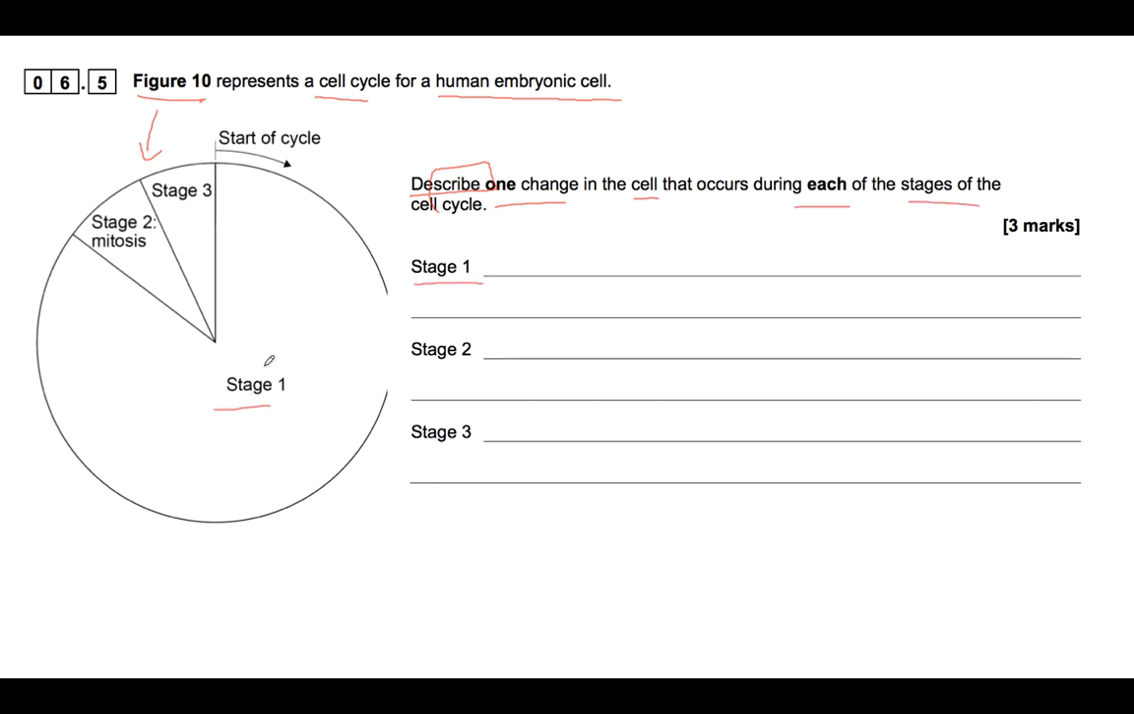So stage 1, this is the stage that a cell is in most of the time. And in this stage, there's a few things we could say here, but the most common one is the DNA replicates. There's also cell growth. So the cell's growing, the DNA is replicating. And you could also say there's an increase in the number of organelles as well at this stage. So there's 3 different ways of describing what's happening.